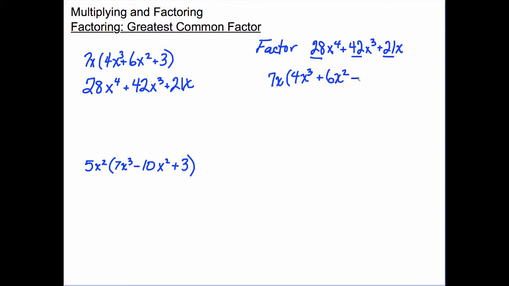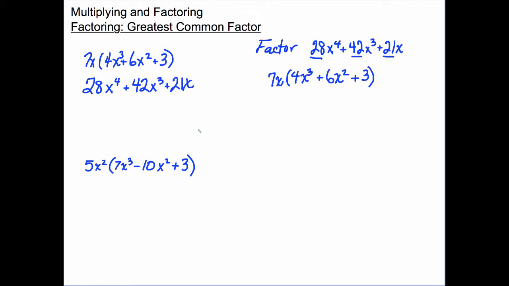And finally, 7 times what equals 21? That's 3. And x times what equals x? That's x times 1. And when a factor is 1, we don't need to write it. So this is how we factor 28x to the fourth plus 42x cubed plus 21x.